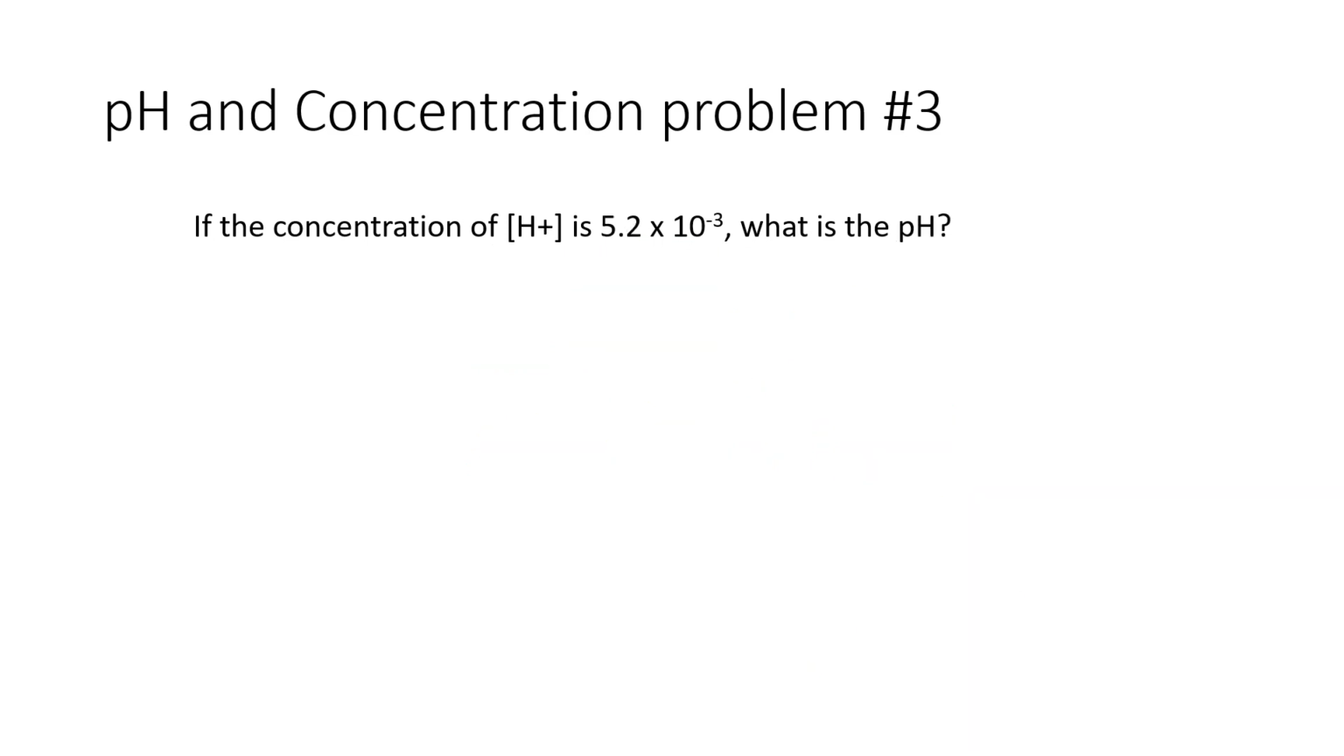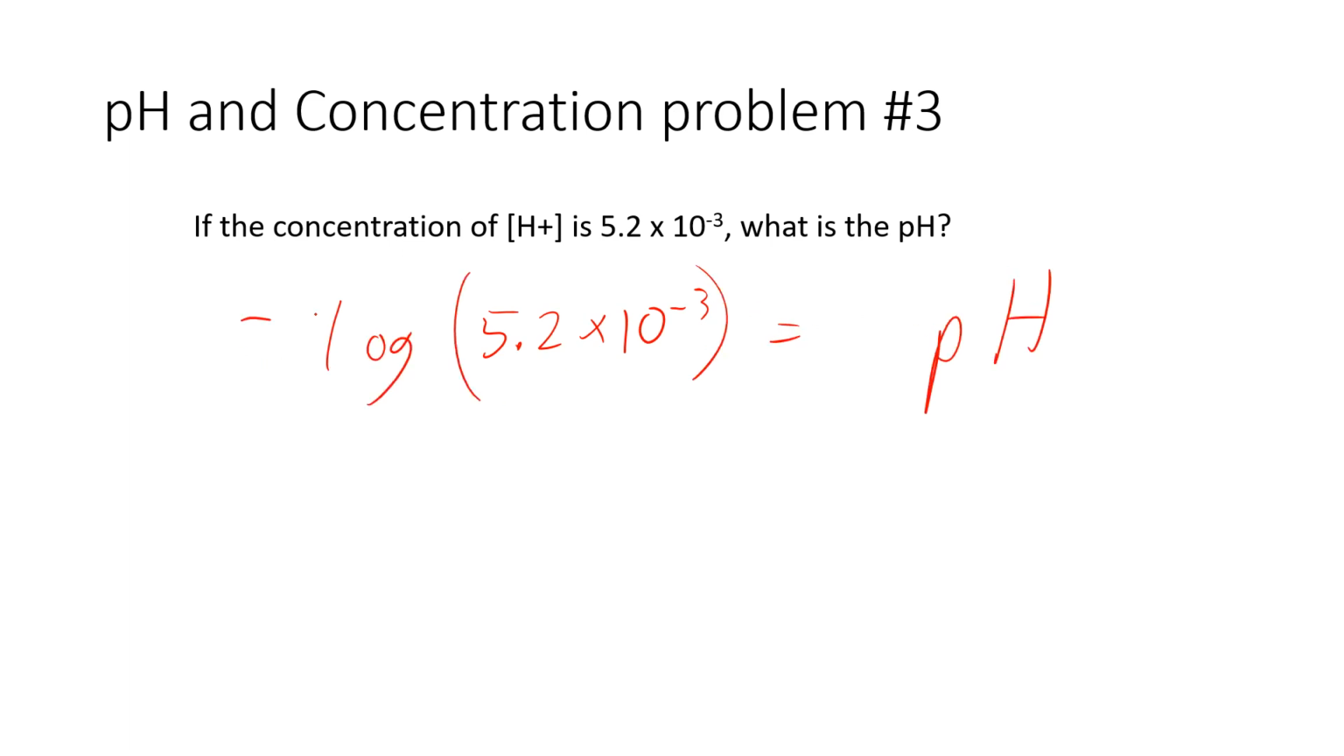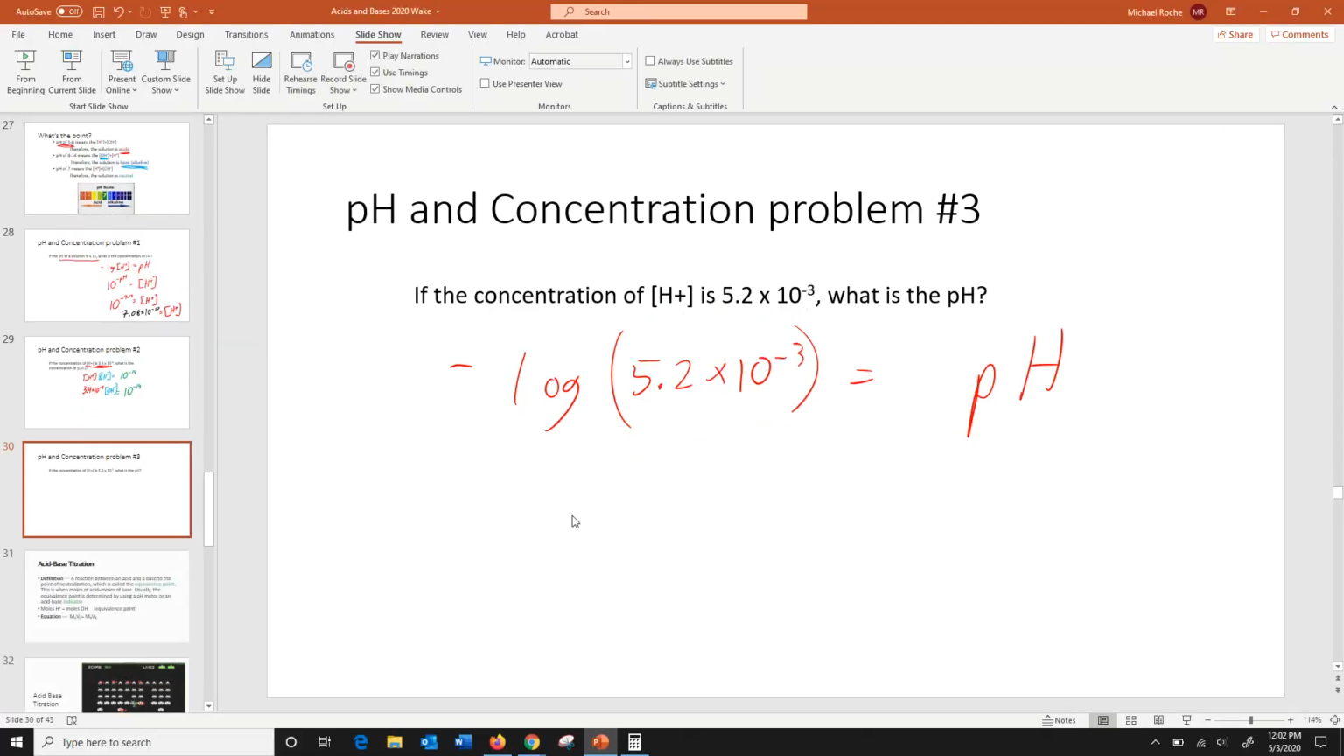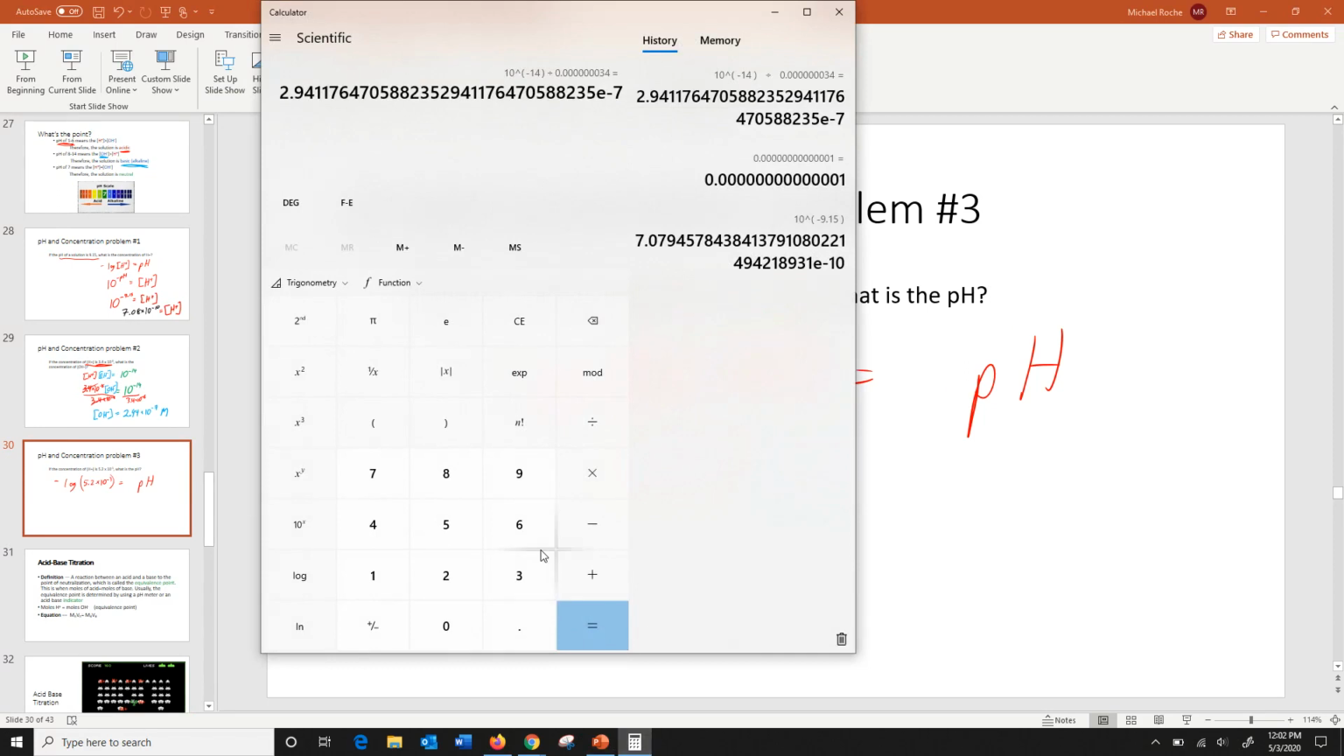Then the last one is probably the easiest one. If I'm asking you for the pH and I give you the concentration of H plus, you're just going to take that concentration of H plus and hit the log button. So we need the log of that. And then we want to make sure we make it positive. So let's take a look at how you do that. We're just going to take 5.2 times 10 to the minus 3.